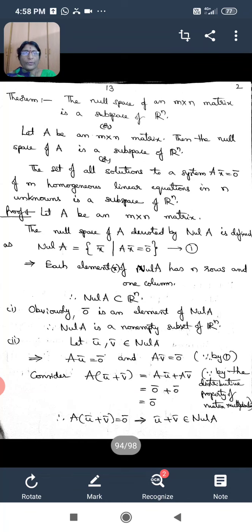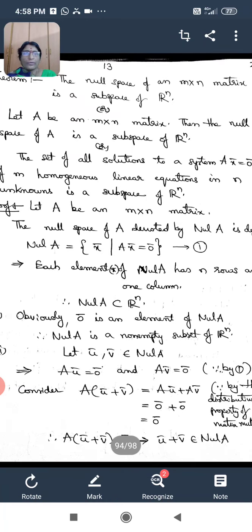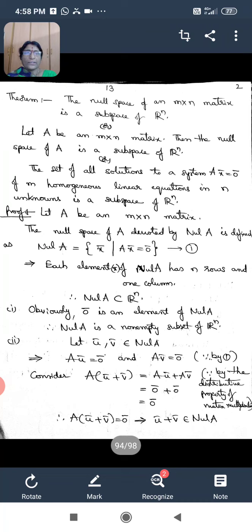So to prove all these three conditions, let us first start with the condition that 0 bar is an element of null A. That is an obvious thing, because 0 bar is a column vector. In this context we can consider 0 bar as an n by 1 column vector. Then 0 bar consists of all zero entries.